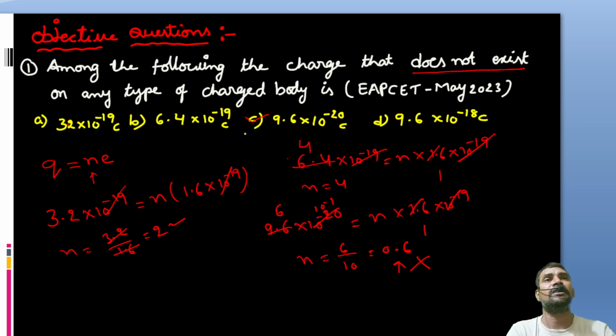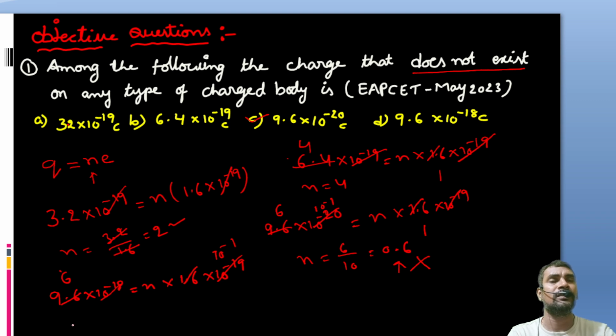Let us check option D also. Option D, he is given 9.6 into 10 to the power of minus 18 is equal to N into charge of electron, 1.6 into 10 to the power of minus 19. So 6 is there, and 10 to the power of minus 19 against 10 to the power of minus 18, we'll get 10 to the power of minus 1 here. If you bring this 10 to the power of minus 1 here, it will become multiplication. So N is equal to 60. So it is also an integer.